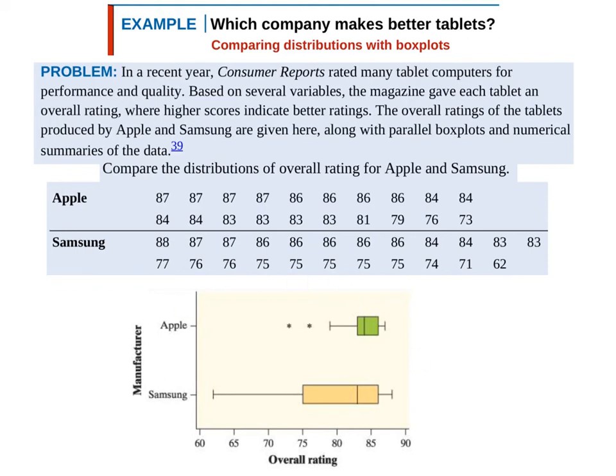We can see that, at least for starters, our IQR is smaller here than it is here for Samsung. We've got 2 outliers in Apple, and the minimum and maximum values are much, much wider. Our range is much bigger for Samsung than it is for Apple.